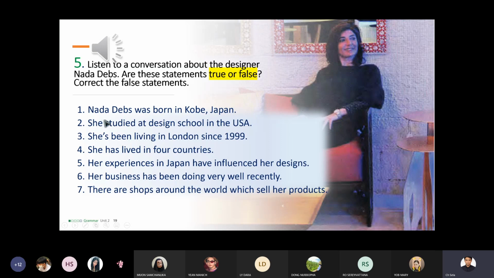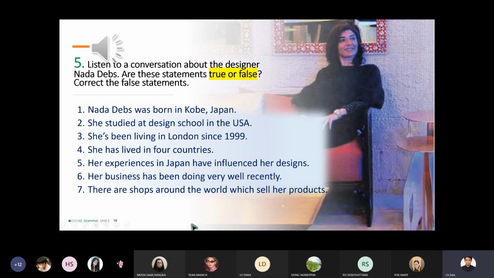Number 1, Nadadep was born in Kobe, Japan. Number 2, she studied at design school in the USA. Number 3, she's been living in London since 1999. Number 4, she has lived in 4 countries. Number 5, her experiences in Japan have influenced her designs. Number 6, her business has been doing very well recently. Number 7, there are shops around the world which sell her product.